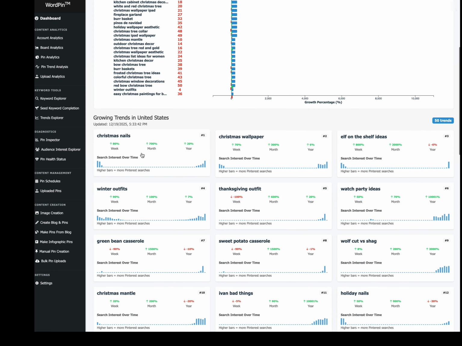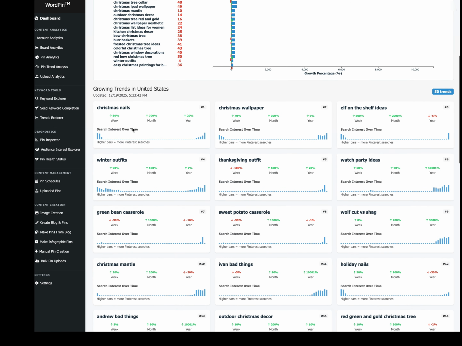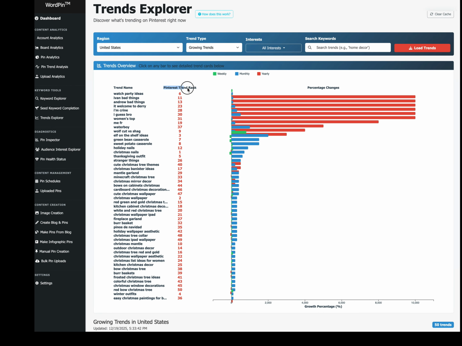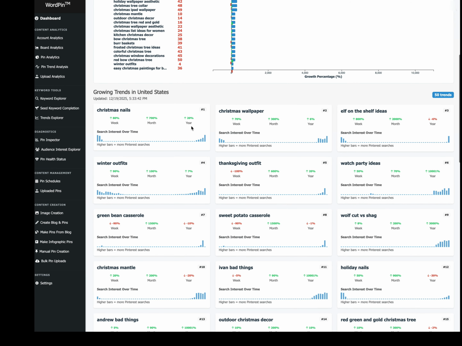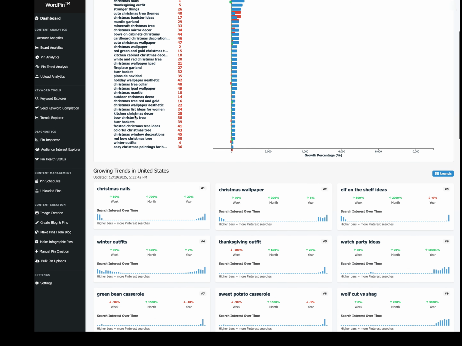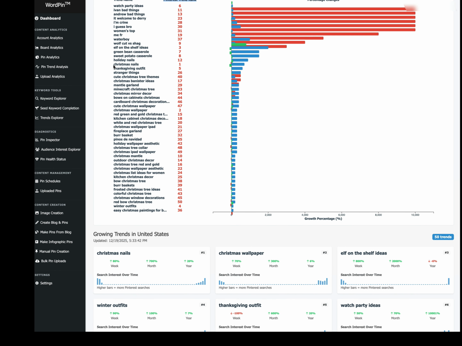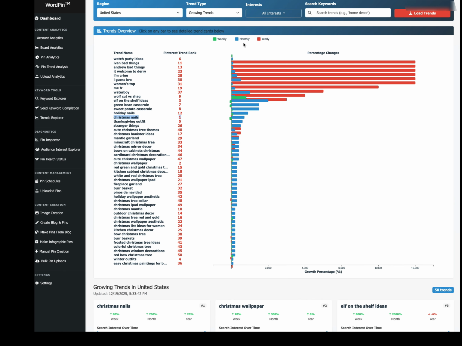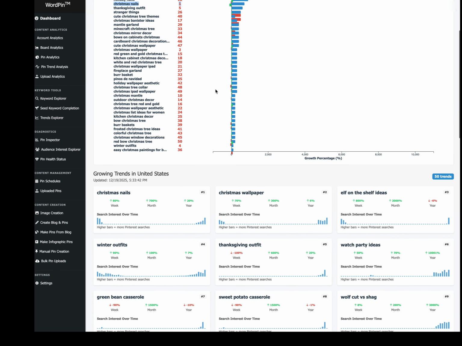So if you scroll down, what you notice is these little tabs over here. Now in these tabs, they are ranked by Pinterest rank. So the first one up is the Christmas nail, which is also the label here as the first one. And this is how much it grew month over month, about 700% lately. And again, the colors: blue is monthly, red is yearly, and green is weekly.